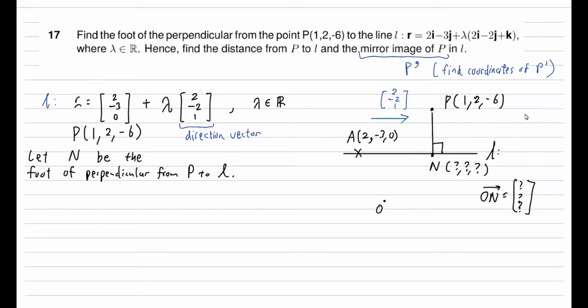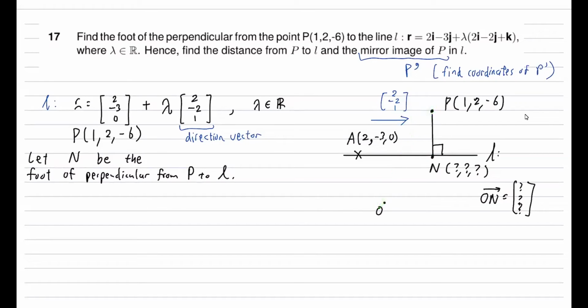So can you tell me, is it OP that is perpendicular to the direction vector (2, -2, 1)? No, it's PN, if you look at the notes I sent you already. So at the beginning, you told me OP. Wrong. If you write down OP, which is (1, 2, -6), and dot product with (2, -2, 1) equals 0, that's totally wrong. Just double check. Is it 0? No. 1 times 2, 2 times -2 is -4, and -6. Definitely not 0. So this is nonsense.